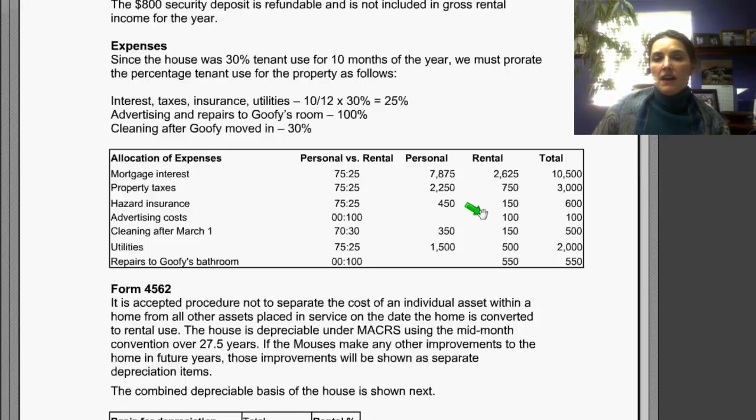On the advertising costs, $100 was spent, $100 is allowed on Schedule E. On the cleaning after March 1st, $500 was spent, $150 is allowed on Schedule E, $350 is not deducted anywhere else. And on the utilities, we have $2,000 of total expense, with $500 being allowed on Schedule E and the remaining $1,500 not being deductible. And finally, the repairs to Goofy's bedroom are allowed in full. All $550 is being allowed on Schedule E.